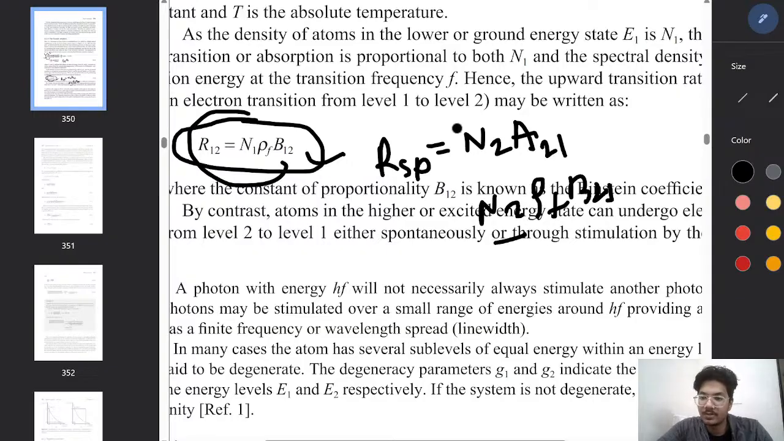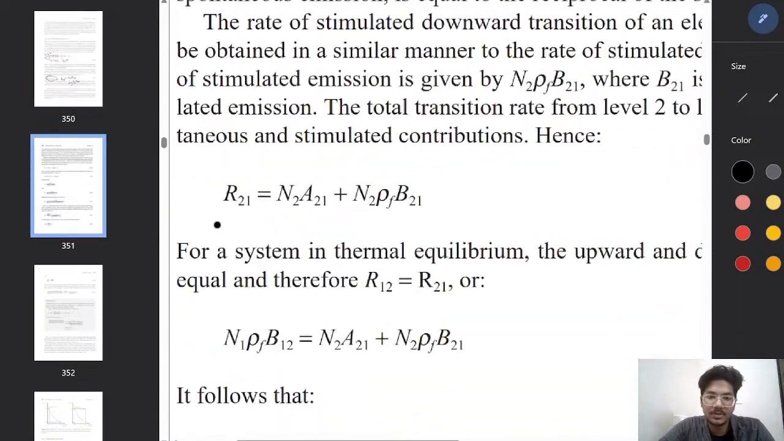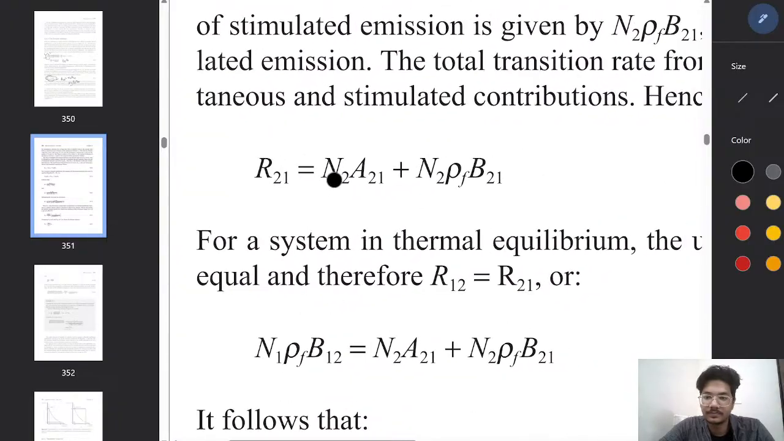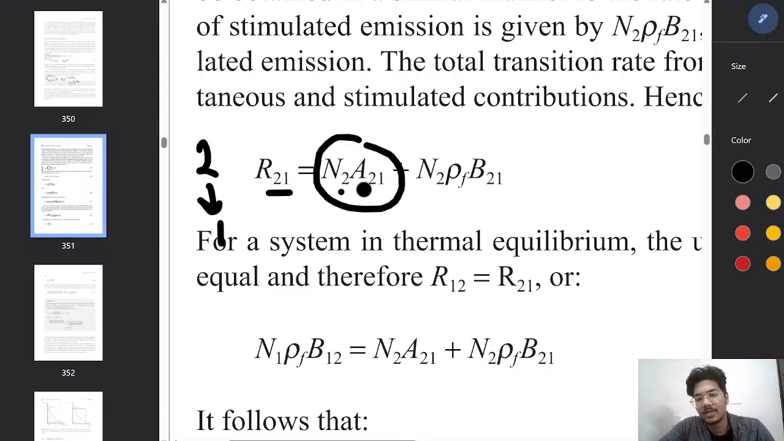The total downward transition, that is 2 to 1, is equal to N2 A21 plus N2 rho f B21. So the total downward transition rate is the stimulated plus the spontaneous emission.